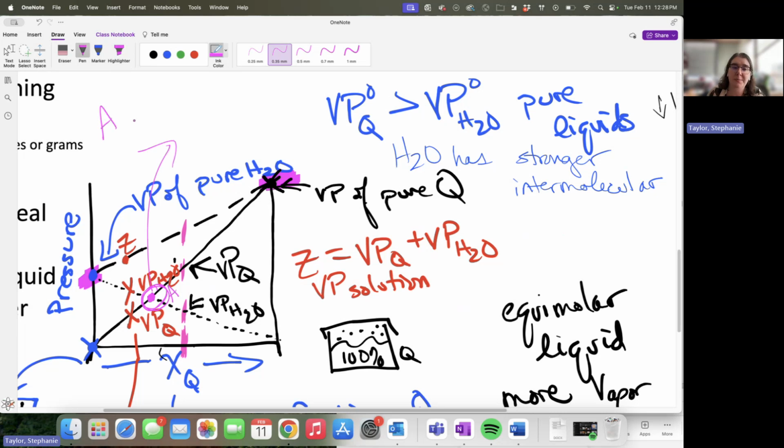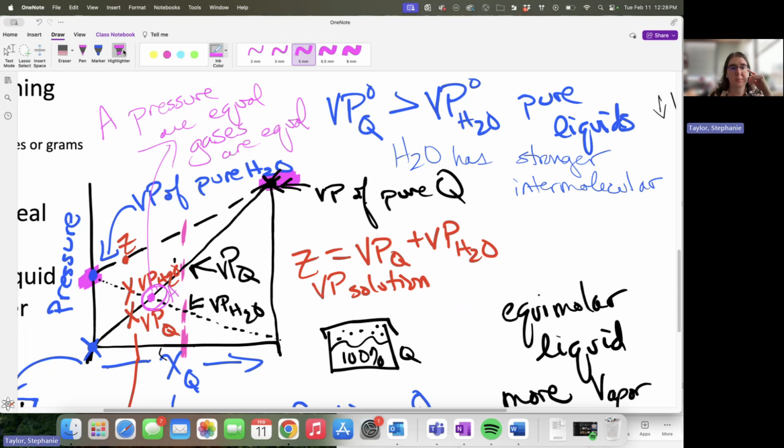So A is just the place where the pressures are equal. It is where something is equal, but it's where the gases are equal. It's not where the liquids are equal. So just keep in mind that usually we have a tendency to ask about equimolars of the liquid, which then, in that case, we're trying to deal with the x-axis, and we're trying to deal with that mole fraction idea.